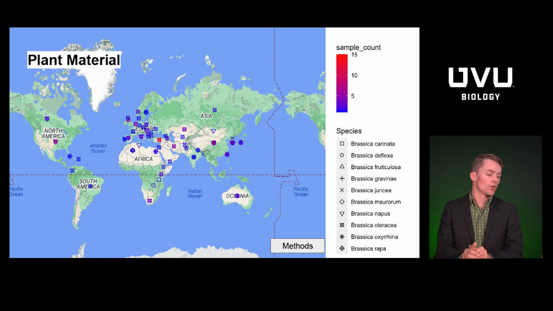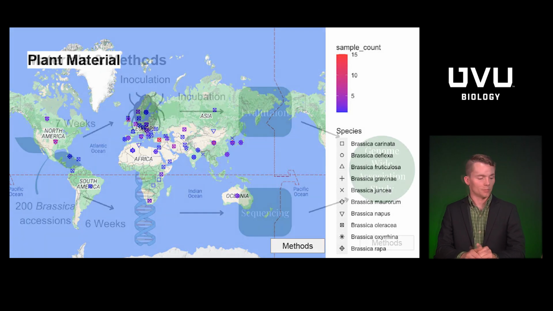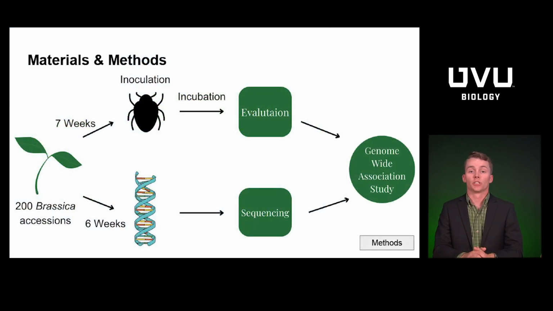You'll notice it was very common throughout Europe and Asia to have Brassica species that were used in this study. The reason for that is, in Asia especially, there were a lot of cultivars that had been made and bred for virus disease resistance. So it was important for us to accept those and use them in the study to see if that previously reported virus resistance was applicable to this particular virus. As mentioned, 200 Brassica accessions were grown in a greenhouse setting.